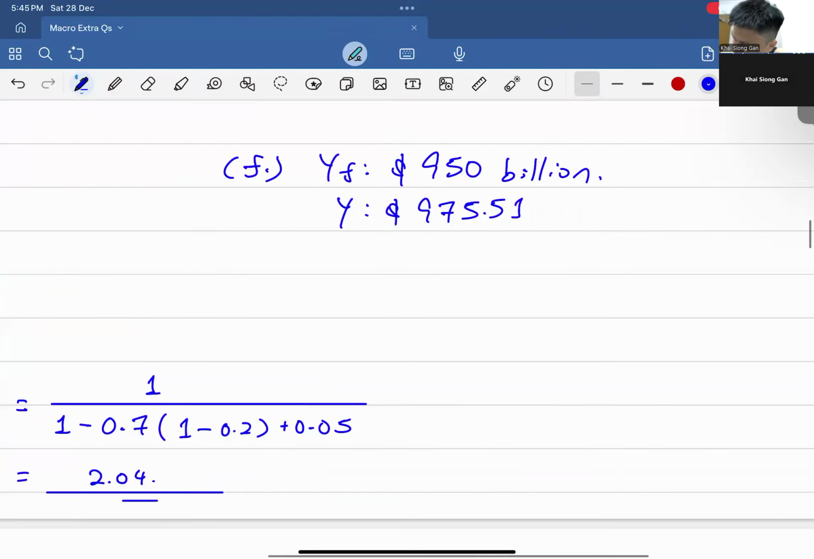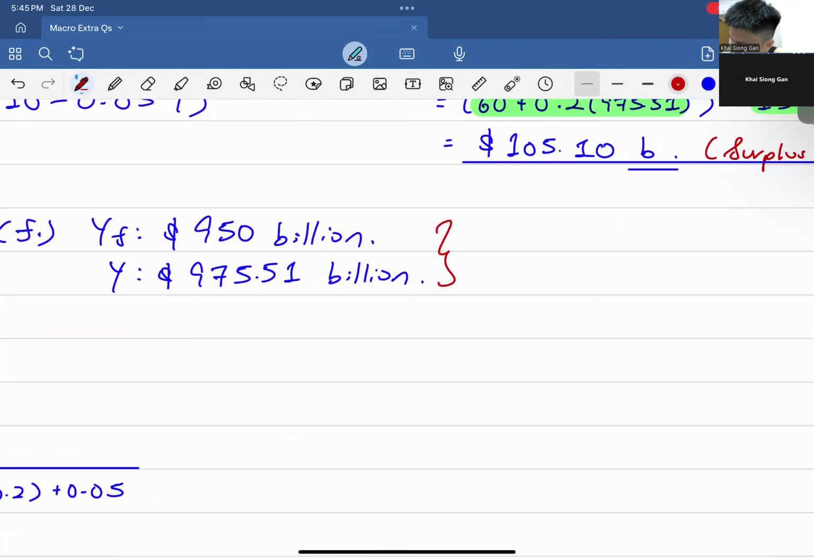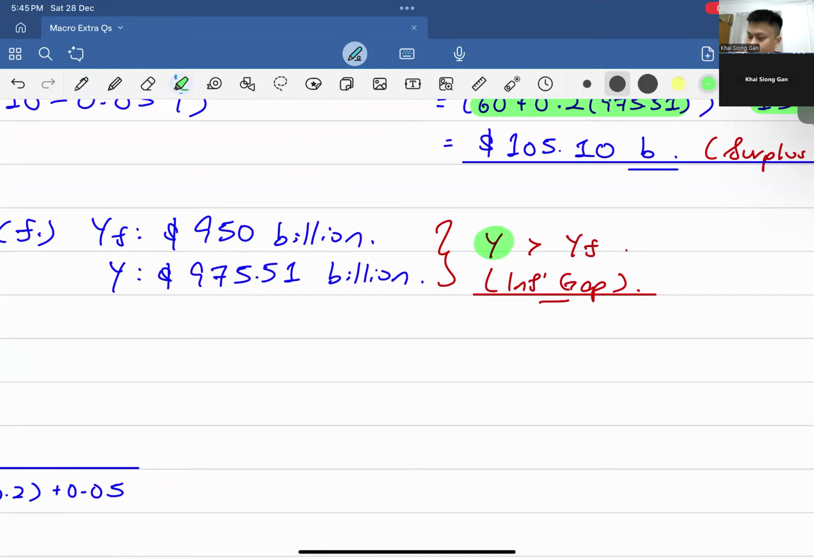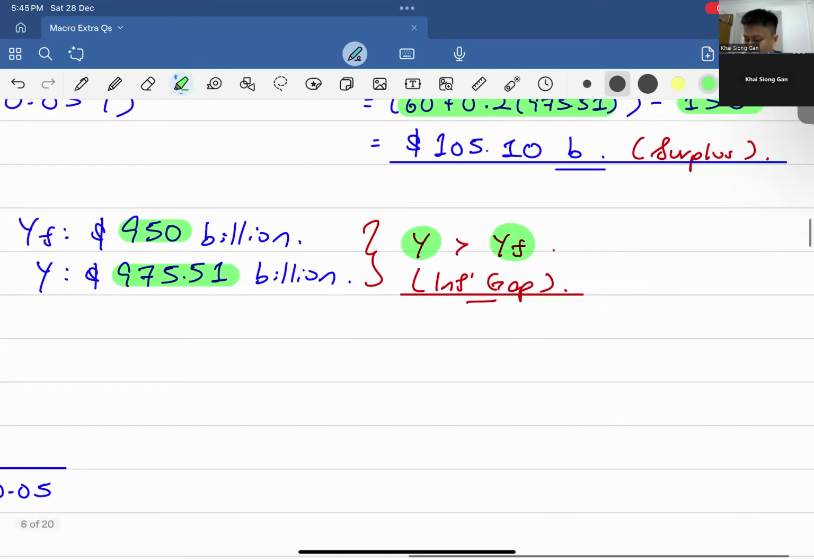So you can see that here, my current output is way larger than the full employment, the potential output. Remember we learned this before. This is what I call an inflationary gap. Fair enough, because my actual output, the one that I'm actually producing at, is way larger than the full employment. So definitely it is an inflationary gap. But by how much? You look into the difference.